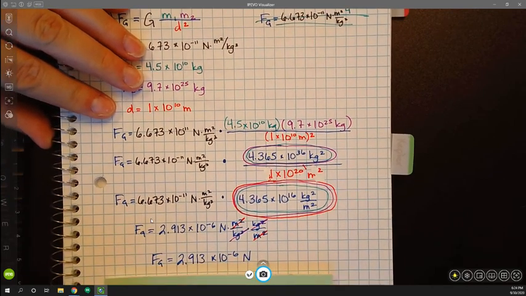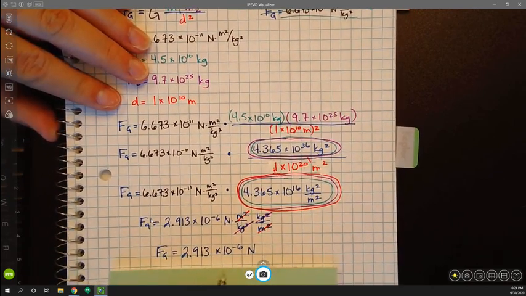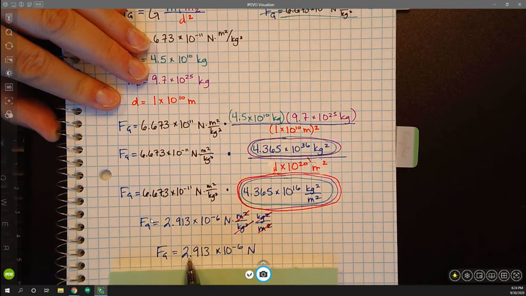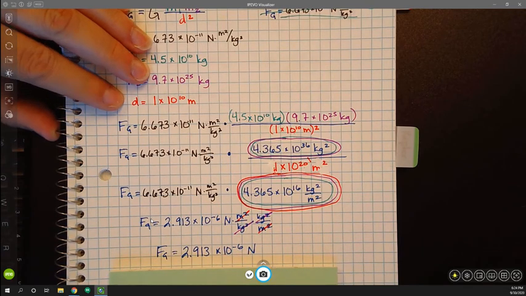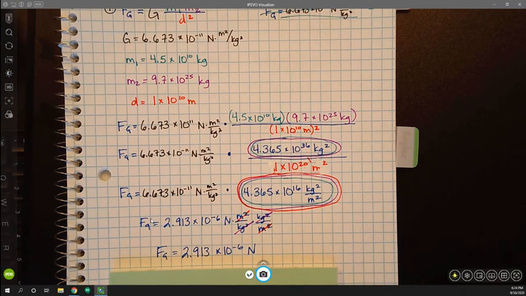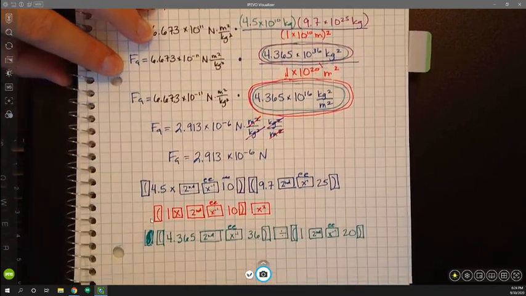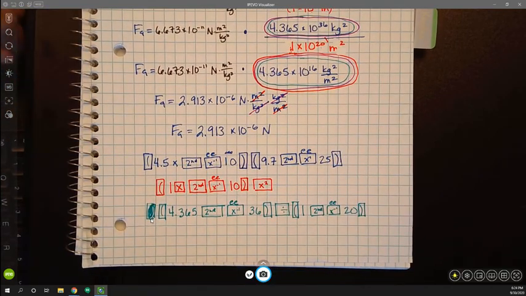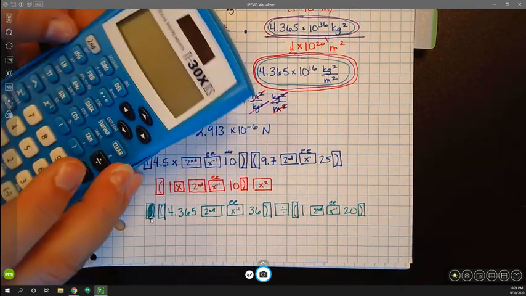And so what we look at for that answer, after we've simplified our units, is the force of gravity is equal to 2.913 times 10 to the negative sixth newtons. That's a pretty small force of gravity between them, but this is what our force of gravity is. What I've put down here at the bottom and what you can see in one of the screenshots that I uploaded is how I would put this in on a TI 30X calculator. So this is my calculator right here.